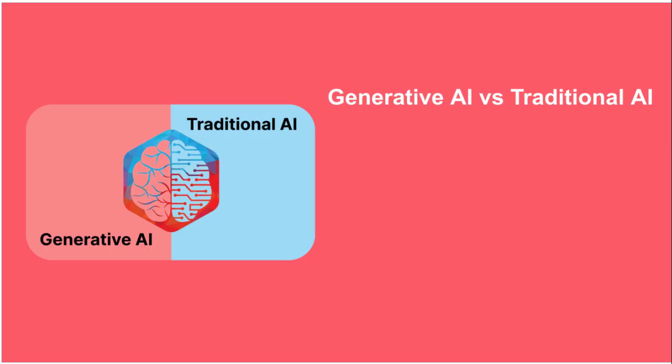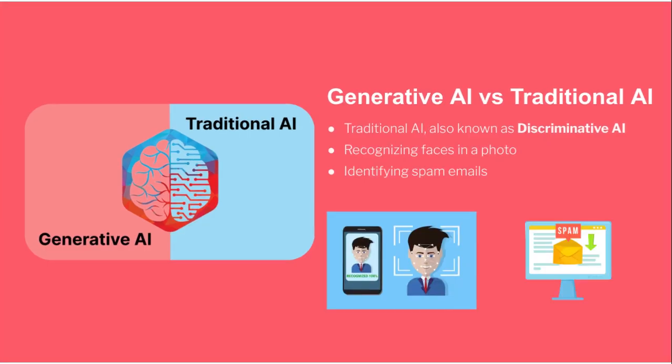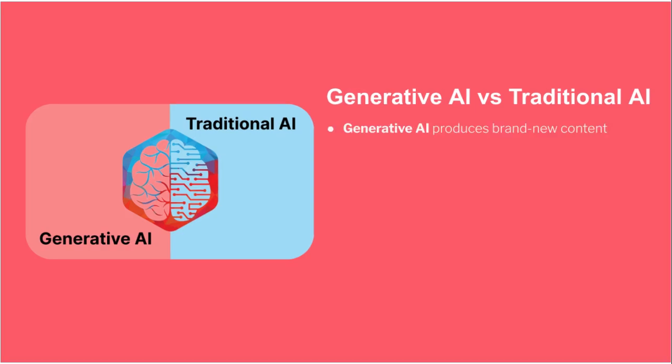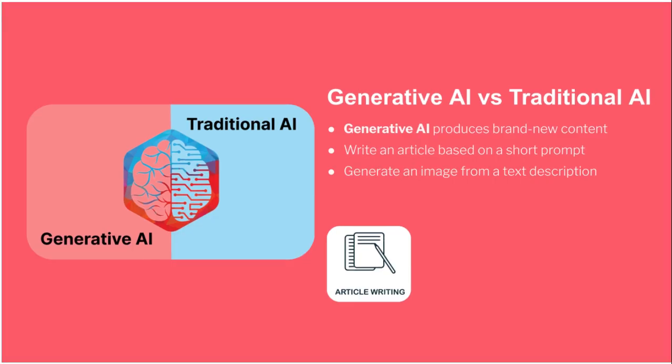So, how is generative AI different from traditional AI? Traditional AI, also known as discriminative AI, focuses on tasks like recognizing faces in a photo, identifying spam emails, or recommending products based on past purchases. It classifies and interprets existing data but doesn't create anything new. On the other hand, generative AI goes beyond recognition and actually produces brand new content. It can write an article based on a short prompt, generate an image from a text description, or create music in the style of a famous composer.